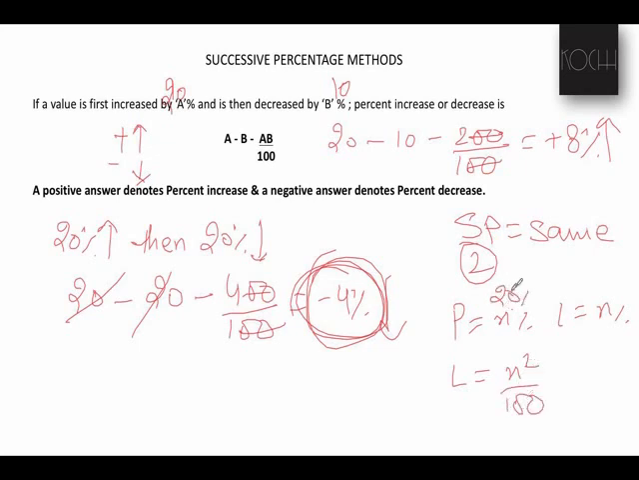So suppose there is a profit of 20% and a loss of 20%. Now what is the answer? Your answer will be 20 square by 100, which is 400 by 100, means 4%. So 4% loss.